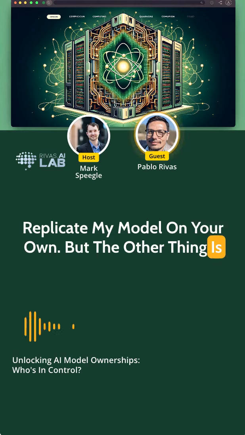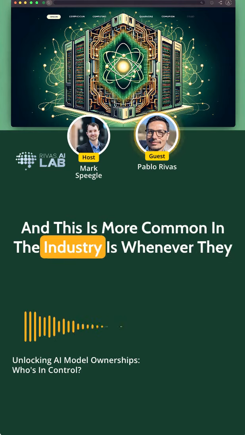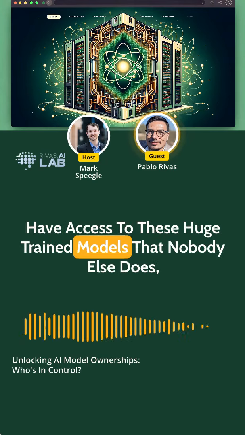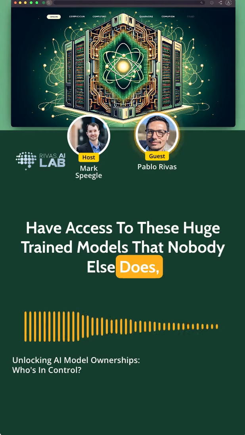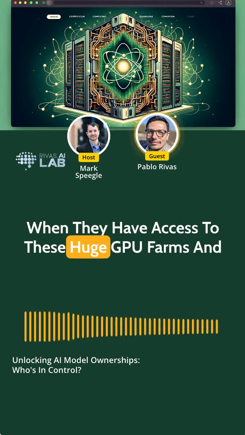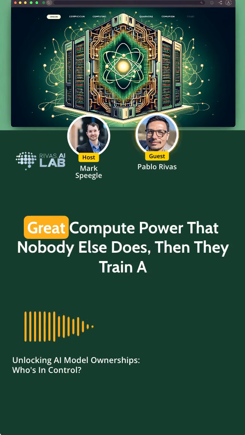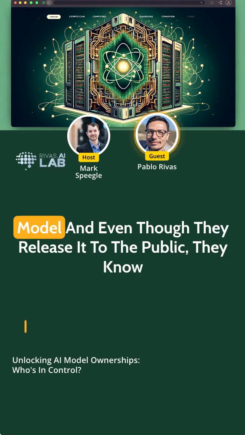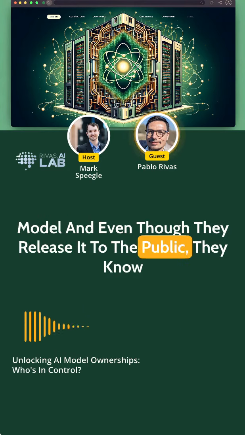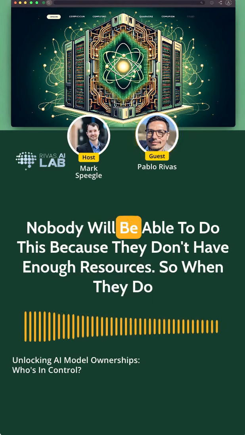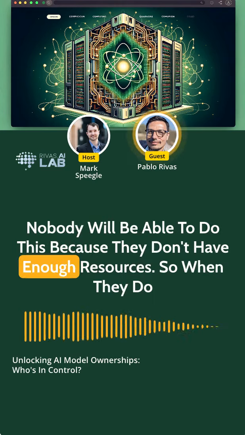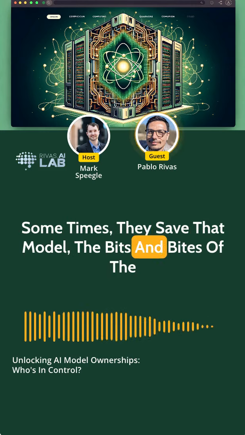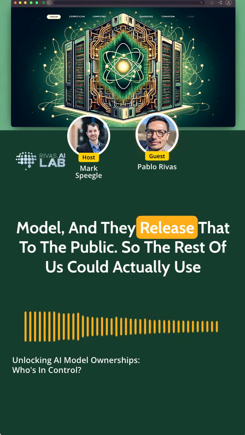But the other thing is, and this is more common in industry, is that whenever they have access to these huge training models that nobody else does, when they have access to these huge GPU farms and great compute power that nobody else has, then they train a model. And even though they release it to the public, they know nobody will be able to do this because they don't have enough resources. So what they do sometimes is they save that model, the bits and bytes of the model, and they release that to the public.